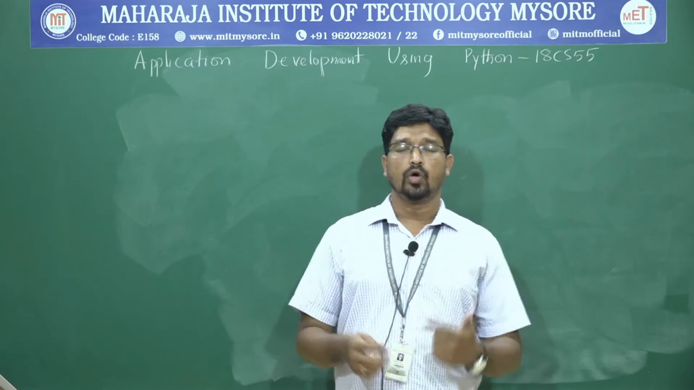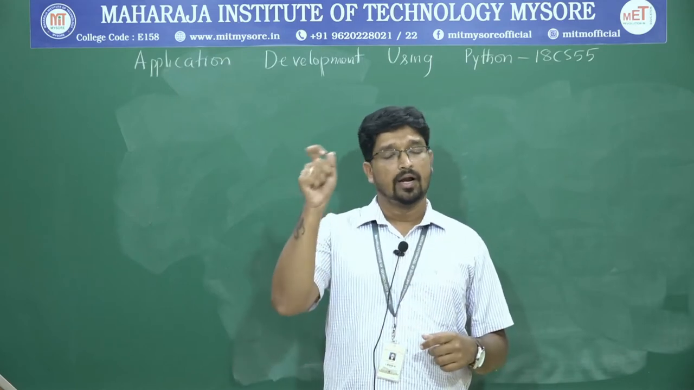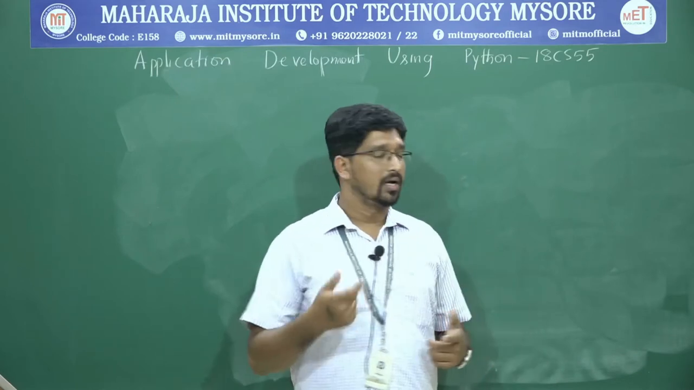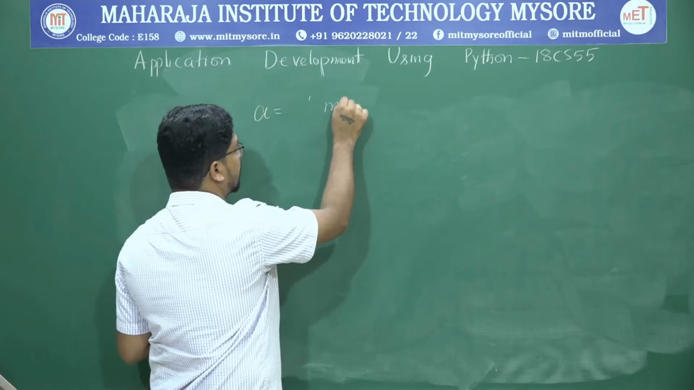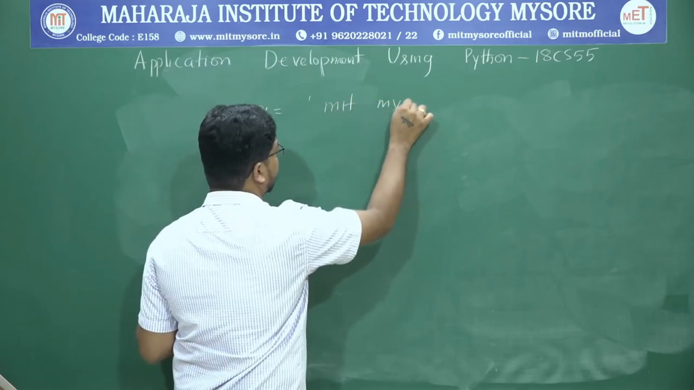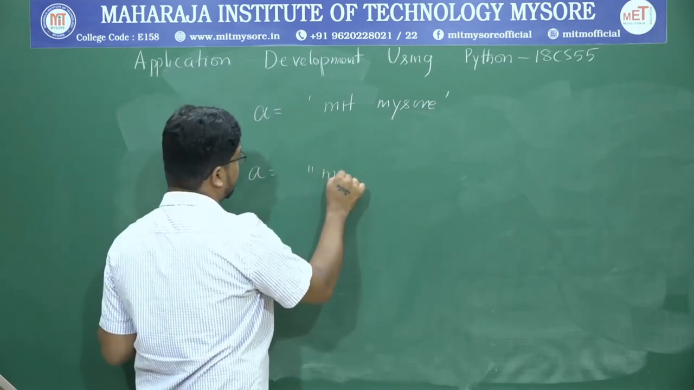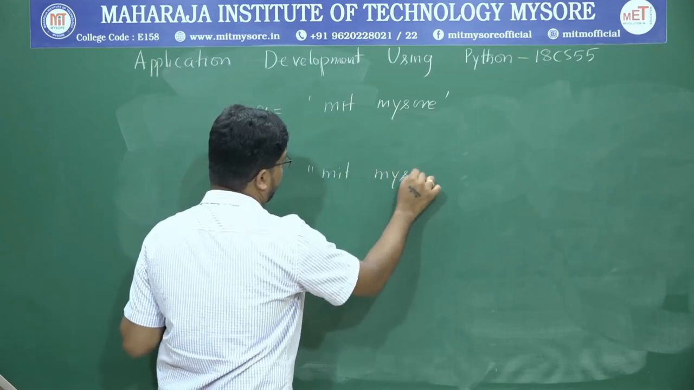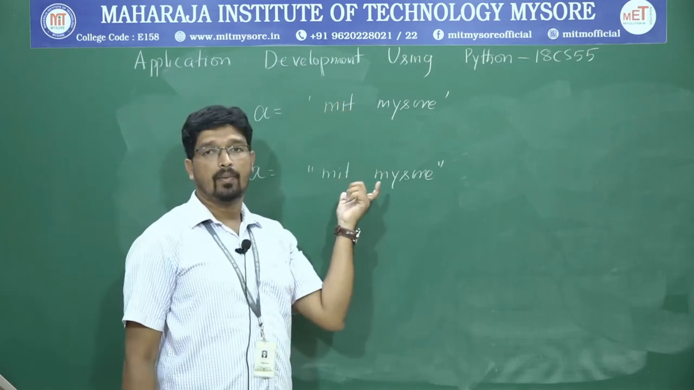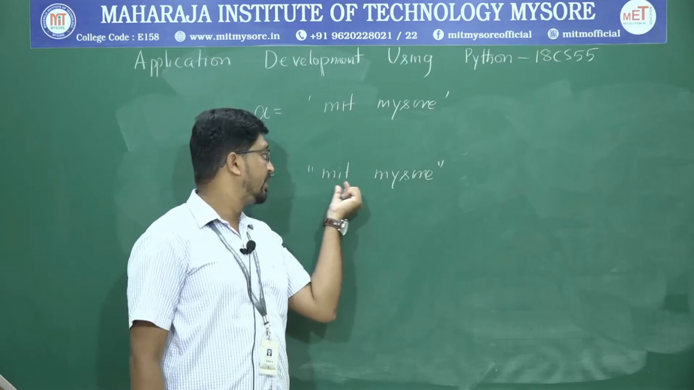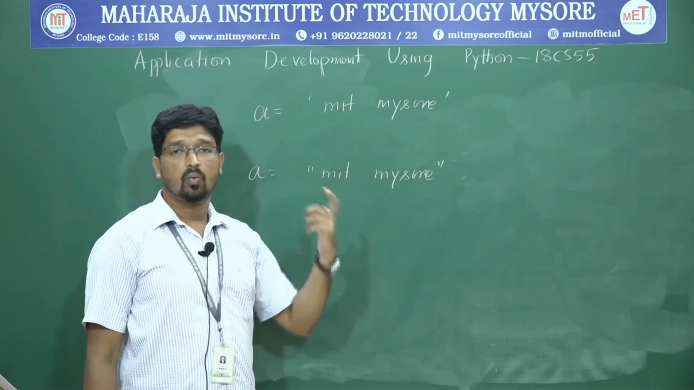How do you identify a string in Python? In Python a string can be identified by either double quotes or single quotes. Let us say you have a variable a is equal to 'MIT Mysore'. You can write it in single quotes or in double quotes. These are the two ways to represent a string, and characters are indexed from 0 to n: 0, 1, 2, 3. Even a space is considered a character.